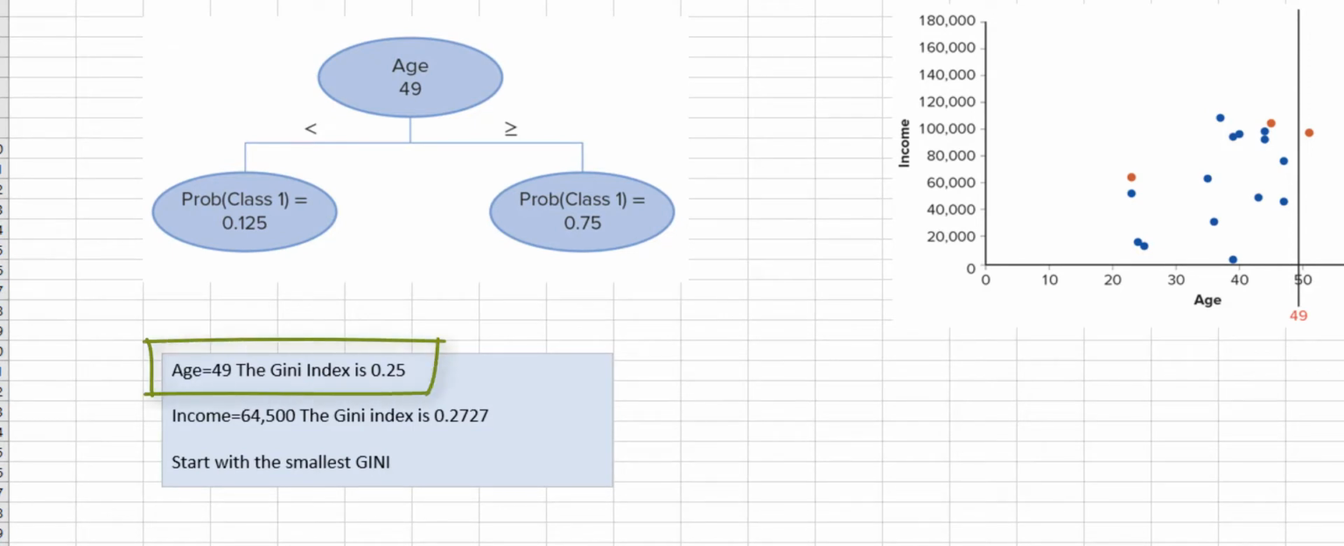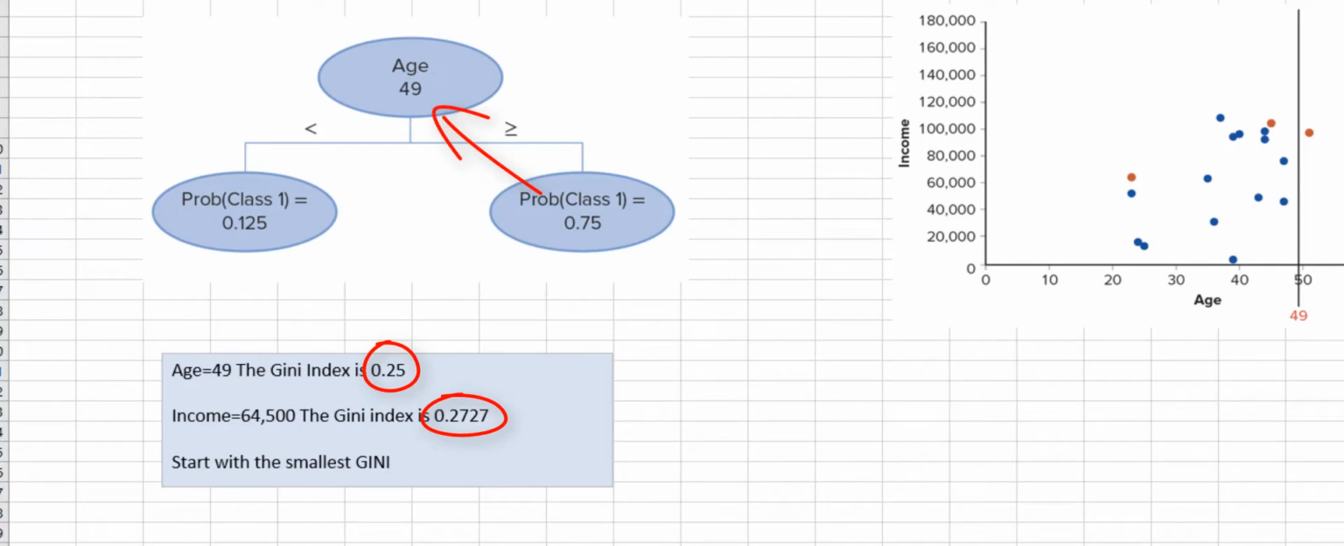The split using age equal to 49 produces the Gini index of 0.25, using income equal to 64,500 produces the Gini index of 0.2727. Since the Gini index of the age is the smallest, 0.25 is less than 0.2727, age is used as the root node on the decision tree with a split of 49.